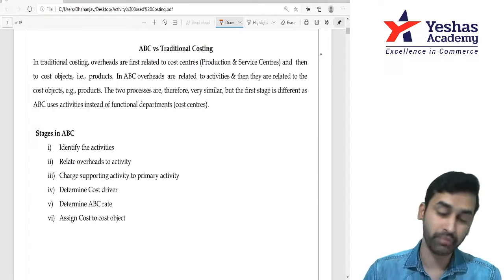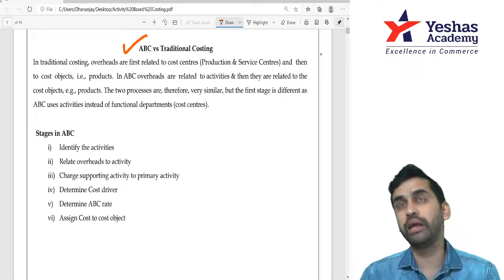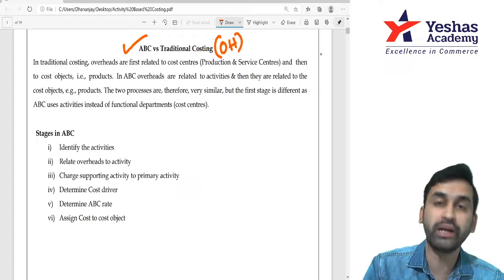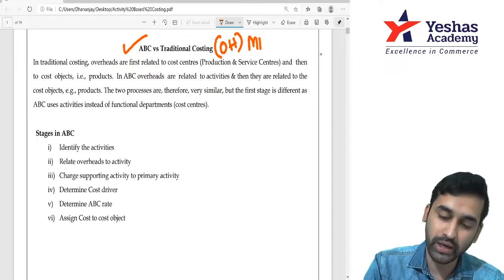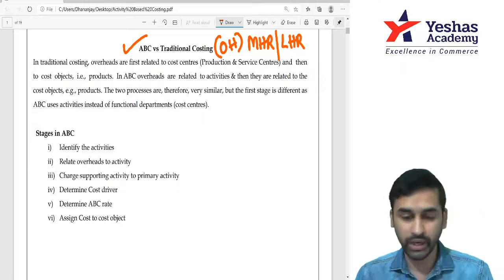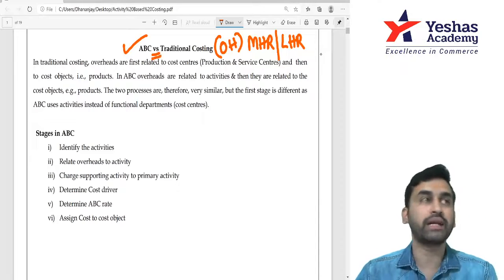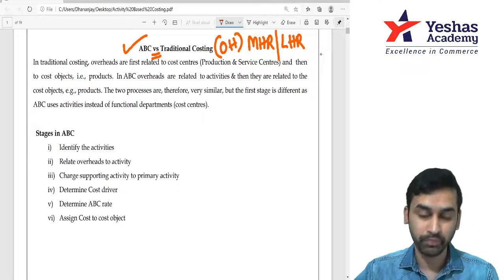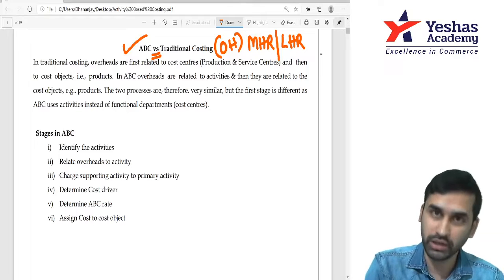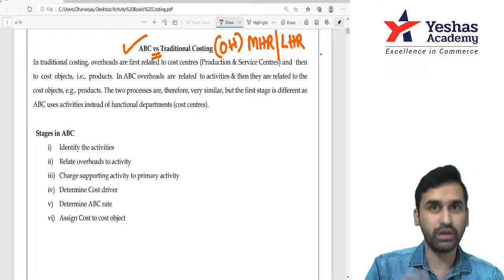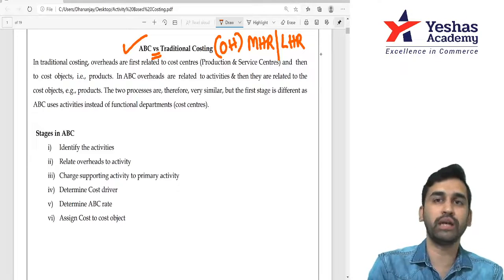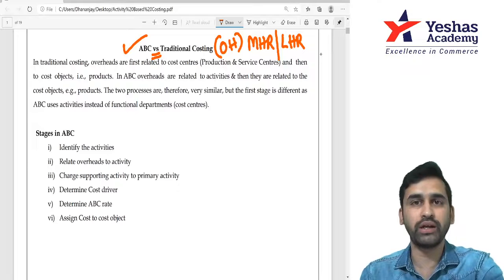Okay, don't worry much. What is the basic difference between ABC and traditional costing? Traditional costing means what we studied in the overhead chapter. That is, estimating overhead based on either MHR or LHR, versus activity based costing. The name itself tells you. In traditional costing, overheads are assigned either based on machine hour or labor hour. That means overhead is connected to time, either machine time or labor time. Then from there you connect it to cost object.